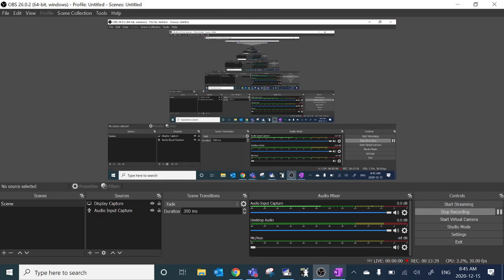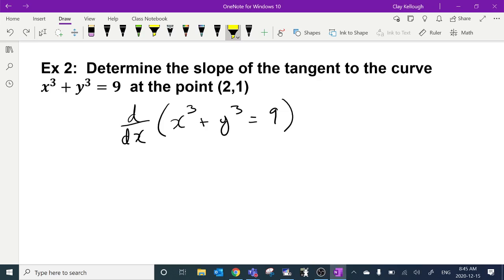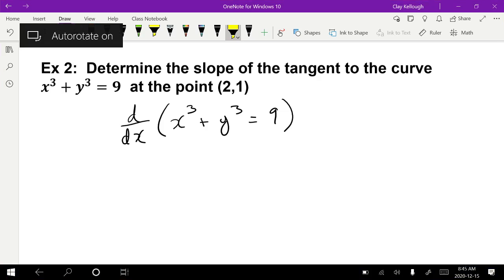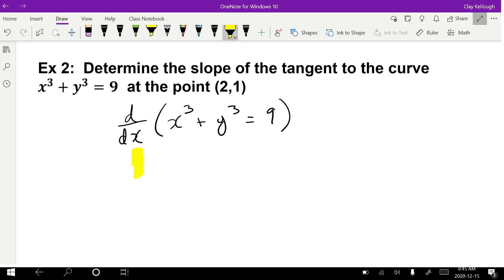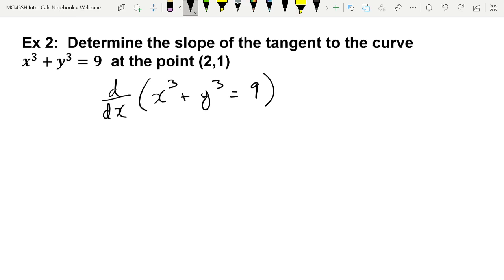And we're back. Okay. So, how do we do this? Well, the derivative of x cubed is, oops, let me undo that. Let me try that again. The derivative of x cubed is 3x squared. The derivative of y cubed is 3y squared times the derivative of y with respect to x. That's how the chain rule works. And of course, the derivative of 9 is nothing.